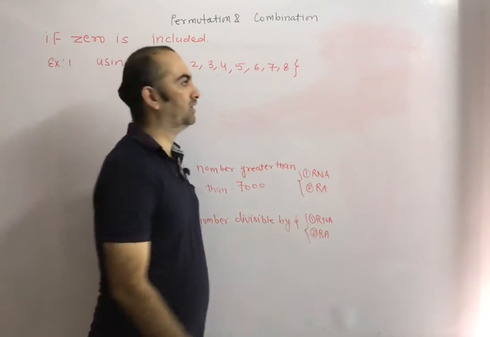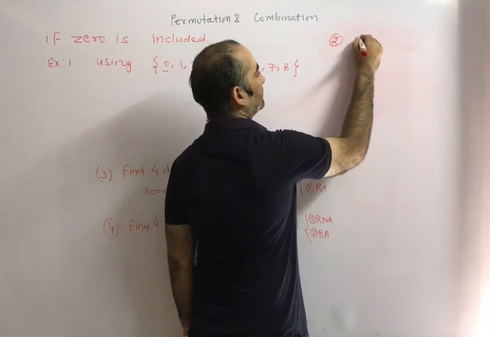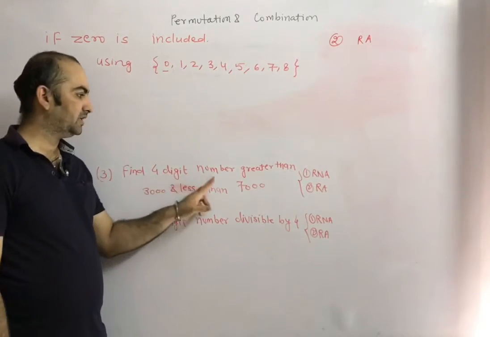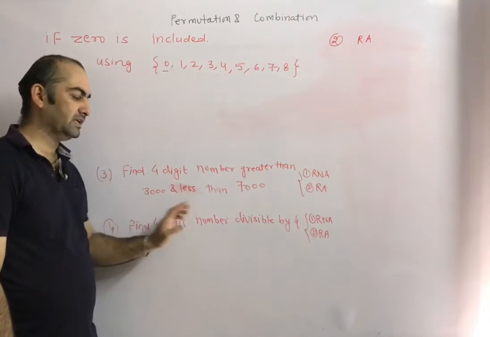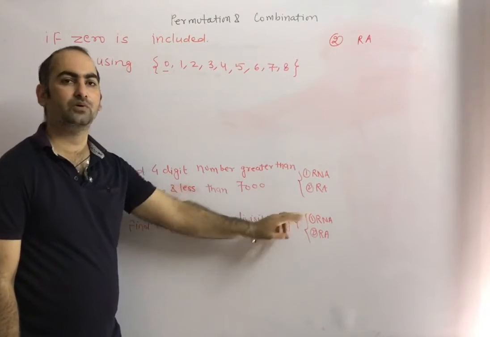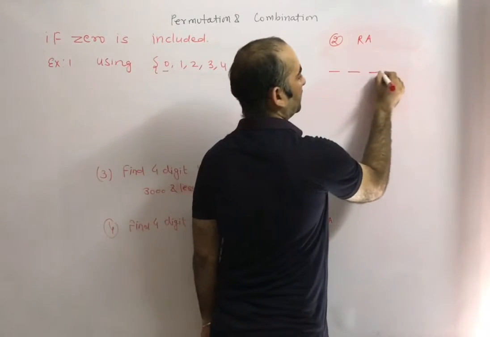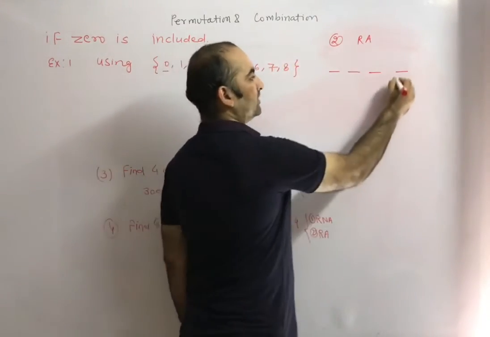Now we are doing second part. Second part is repetition allowed. Okay. Here also what do we want? Find the 4-digit numbers greater than 3000 and less than 7000 if repetition is allowed. Okay. So we want a 4-digit number. That means you are taking 4 places. Okay. So this one is what? First place.